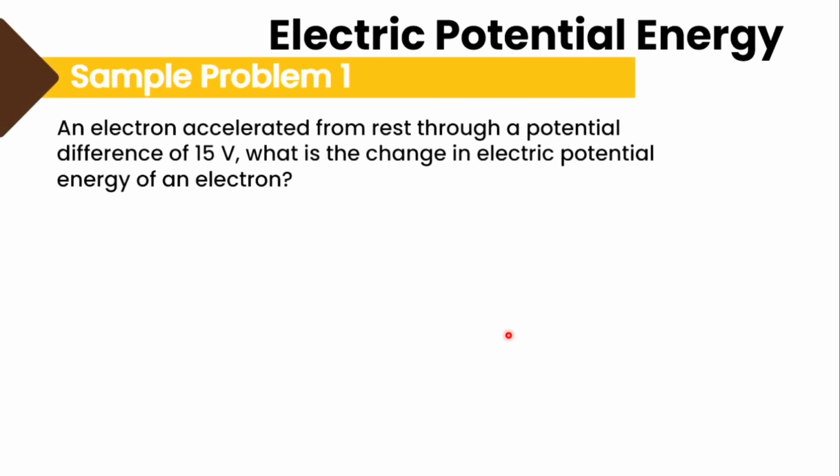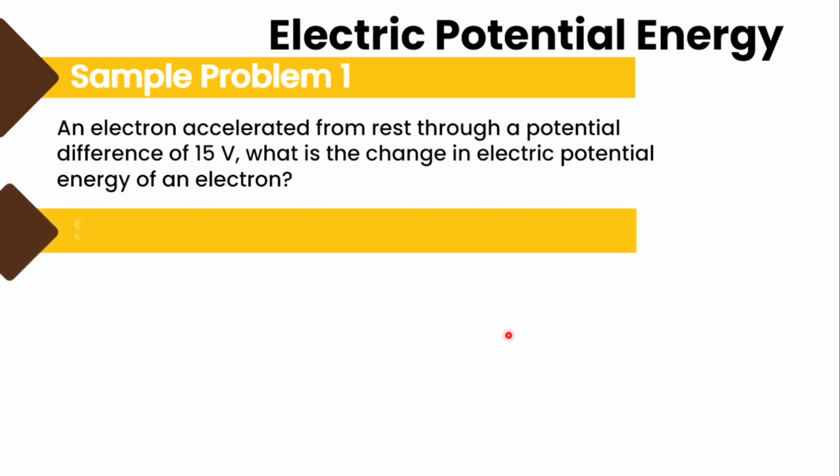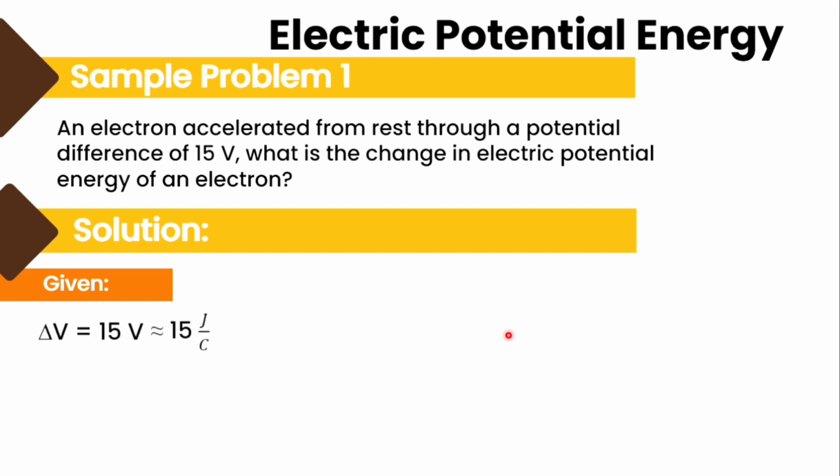Now, we will be having the electric potential energy problem solving. Electric potential is different from electric potential energy. So, an electron is accelerated from rest through a potential difference of 15 volts. What is the change in electric potential energy of the electron? So, solution: we have given the potential difference, which is equal to 15 volts, or equivalent to 15 joules per coulomb.